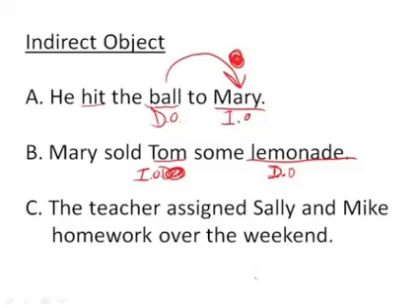We have the teacher assigned Sally and Mike homework. What did the teacher assign? She assigned homework. Direct object. Who is the recipient? Who has to do homework over the weekend here? It is Sally and Mike. Both of them, they're indirect objects. So again, to find the indirect object, we must find the direct object and ask who is receiving the direct object.